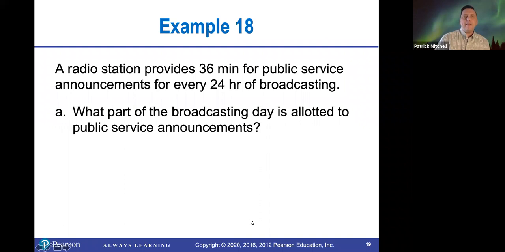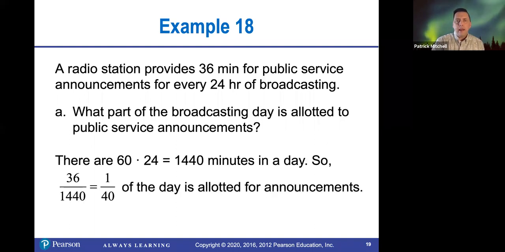All right, here's an example. A radio station provides 36 minutes for public service announcements for every 24 hours of broadcasting. So the first question is, what part of the broadcasting day is allotted to public service announcements? Notice that the 2 times are given in different units. We're going to have to make them have the same units in order to do this. And the easiest way to do that is change 24 hours into minutes by multiplying it by 60.